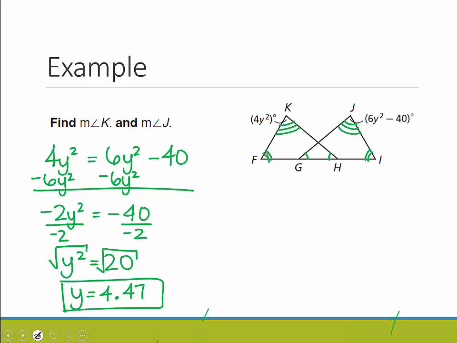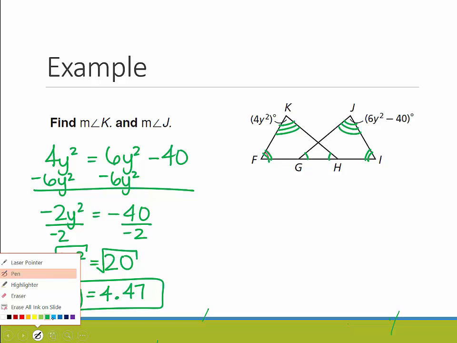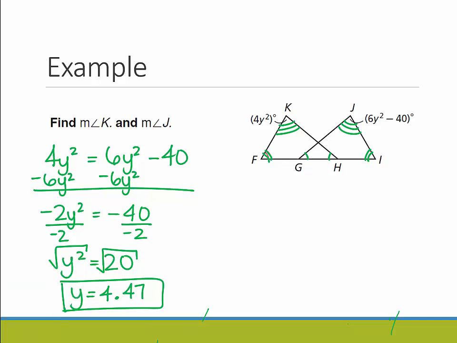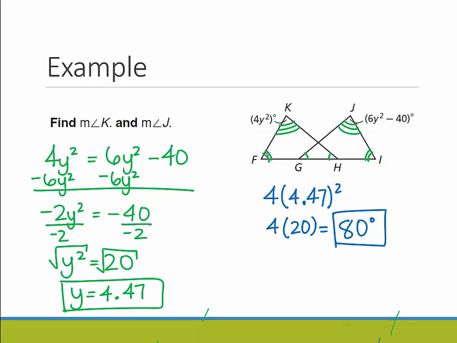That just tells us what y equals. So we have to find the measure of angle K and the measure of angle J. Now they should be congruent. So let's just plug this in once. And remember, we're going to square this, and we just undid the square, so that means we're going to get 20. And 4 times 20 gives us 80 degrees. So we don't need to know the measure of any of these angles down here, as long as we know that these two have to be congruent.